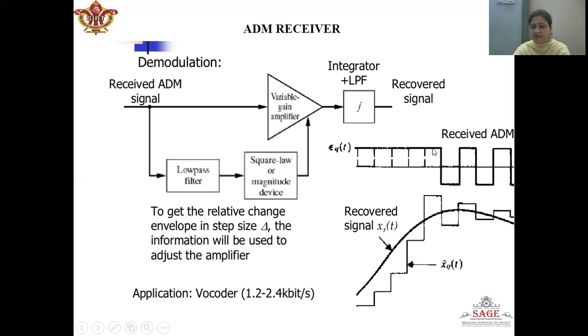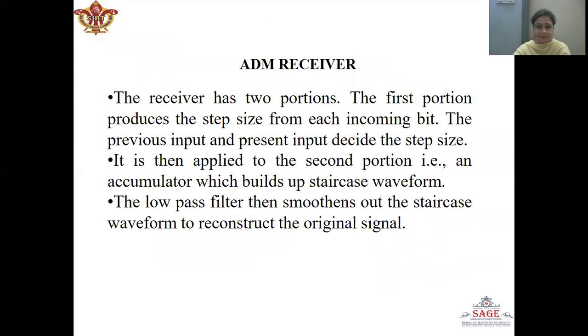So here you can see when EQT is positive for continuous samples, the step size goes on increasing, and the output signal will be closer to this quantized signal because it will be given to the low pass filter, and we will get the received signal which will be similar to the message signal which was transmitted at the transmitter. So here we can see the receiver has two portions.